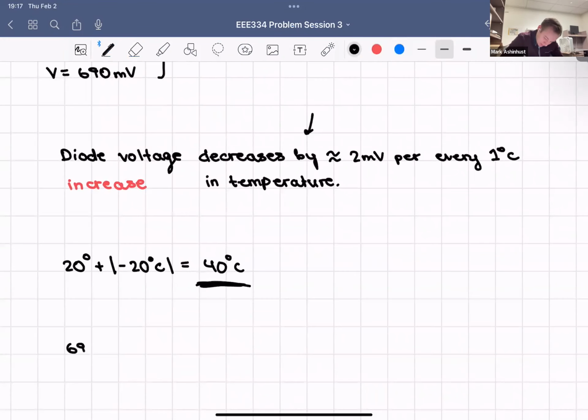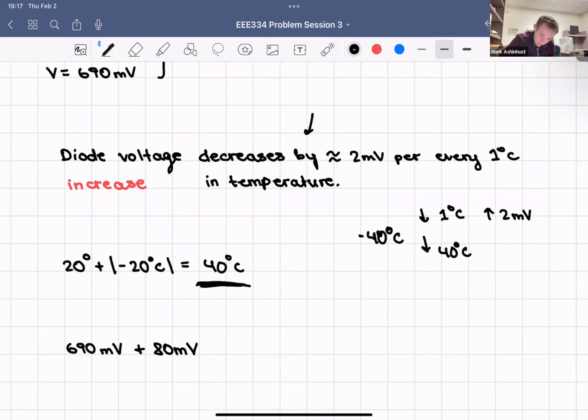So we were at 690 millivolts, and then we decreased 40 degrees Celsius, which means it's going to increase by 80 millivolts. You see that? So we decreased by 40 degrees Celsius, which means that every degree Celsius we went down, we increased by 2 millivolts. So we dropped 40 degrees Celsius, which means we increased by 80 millivolts. So that 690 is now going to become 770 millivolts at negative 20 degrees Celsius.